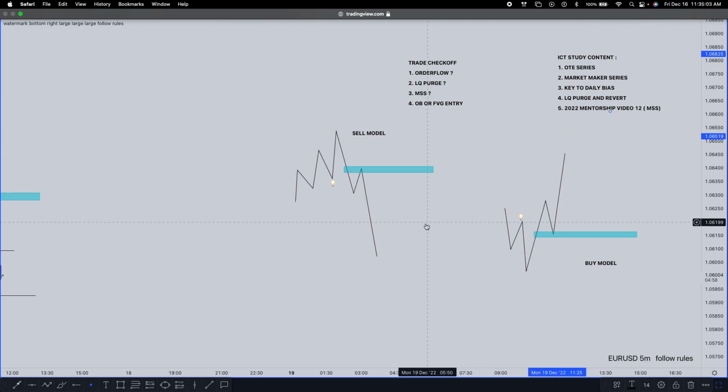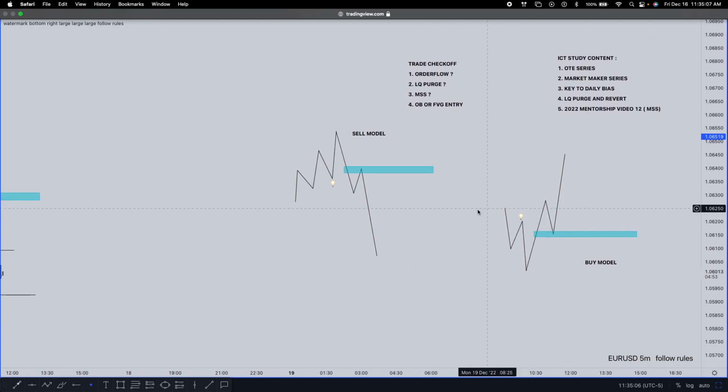So let's go ahead and get into my sell model. I'm going to be just breaking down what I look for, how I come to my charts, keeping this thing real simple. I don't want this video to be too long.